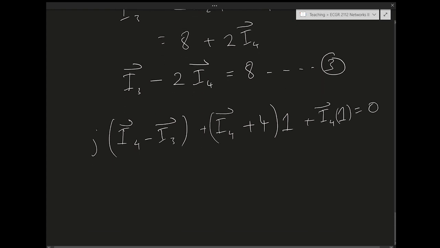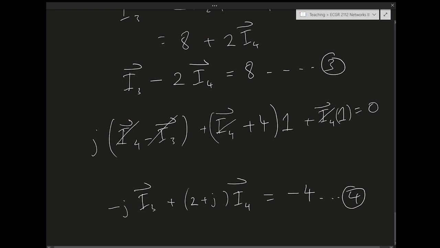Okay, so let me collect I3. So I end up with minus j I3. And then let me collect I4. So for I4 I have a j here, and then I have a 1 here, and then I have another 1, so I have 2 plus j, I4. That's it. So I collected the I4s and the I3s. All that's left is 4. I take it to the other side, equals minus 4. That's equation 4.